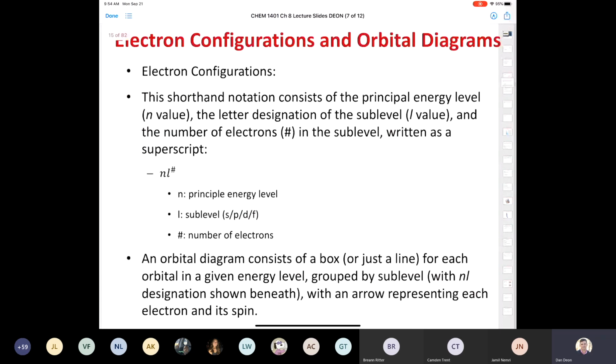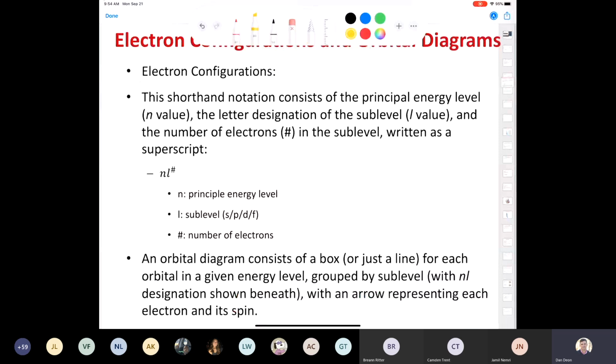It says here, electron configurations and orbital diagrams. An electron configuration, which is one of the major cruxes of what we want to learn today, is a shorthand notation that consists of the principal energy level, our N value. We have the letter designation of the sublevel. We have the number of electrons in the sublevel written as a superscript. So, for example, if I had a principal quantum number of 2, and let's say I had a p sublevel, I'd put p here, and let's say I had 4 electrons in there, I'd put 2p4 like that. And you're going to have to be able to do that.